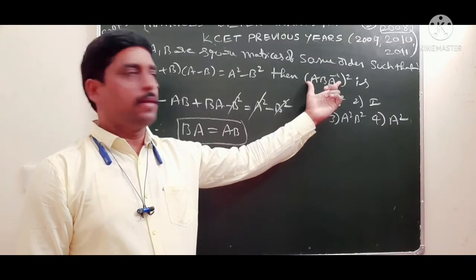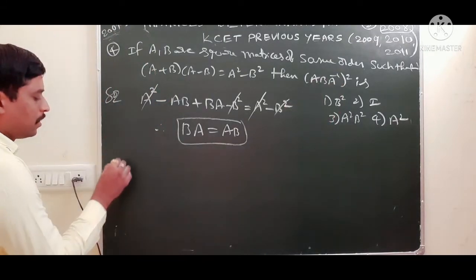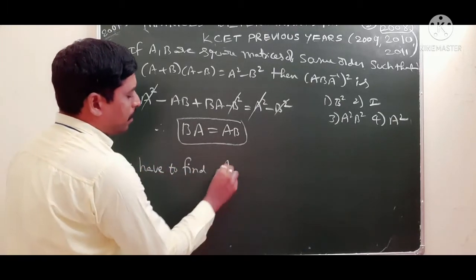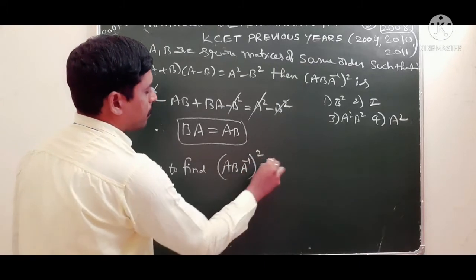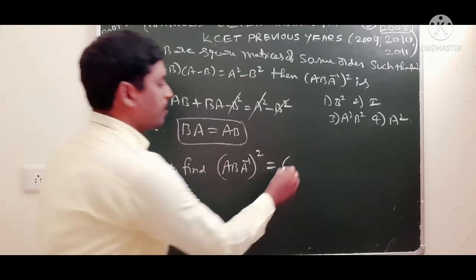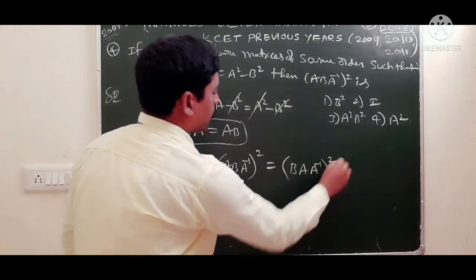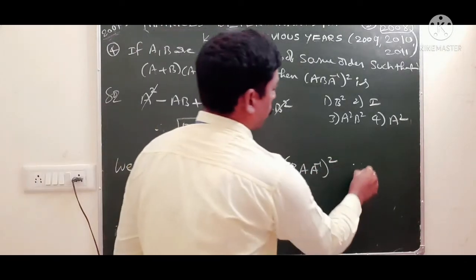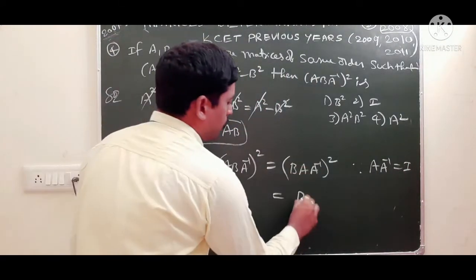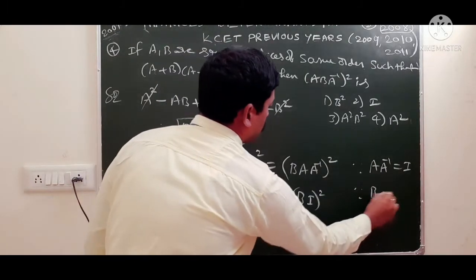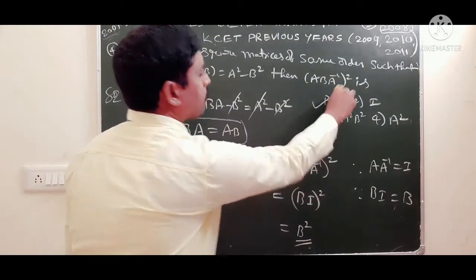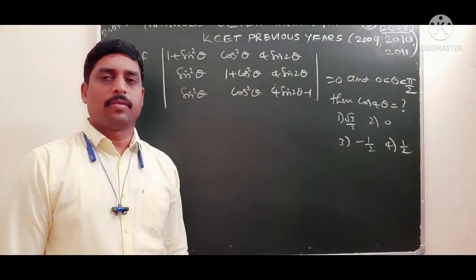But our target is AB A inverse. We have to find AB A inverse, whole square. But the AB value we got is BA, so BA inverse. But A into A inverse, we know, is equal to I. Okay, clear? So B into I whole square. But B into I is equal to B. Therefore B square. Which option is correct? Option 1 is correct. Let us go to the next problem.